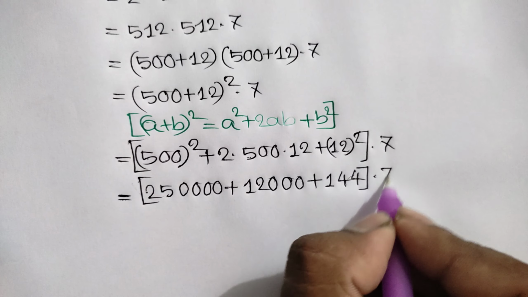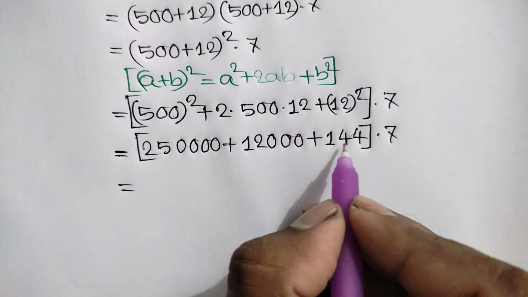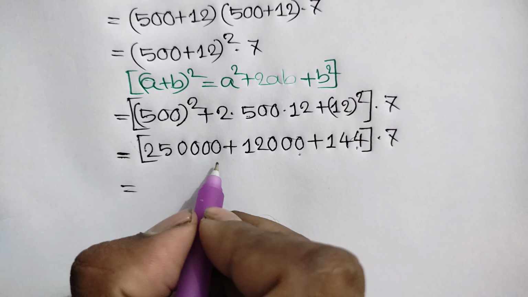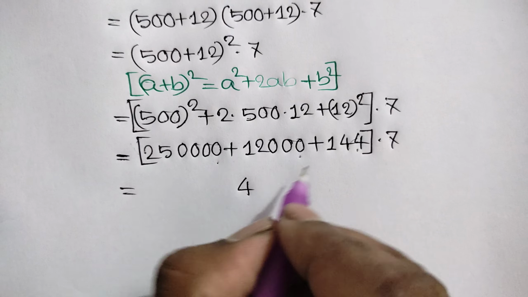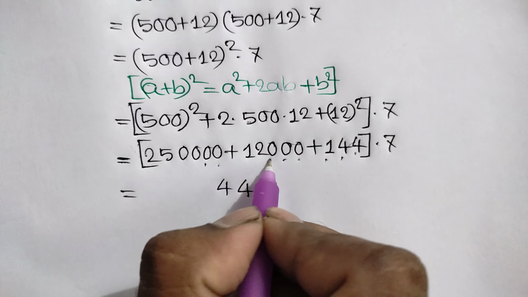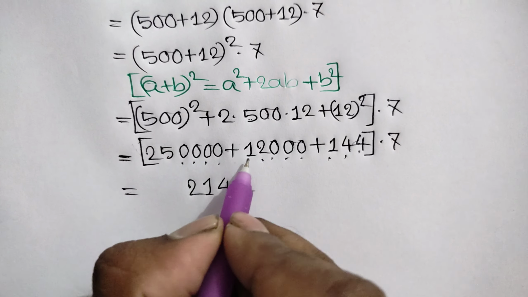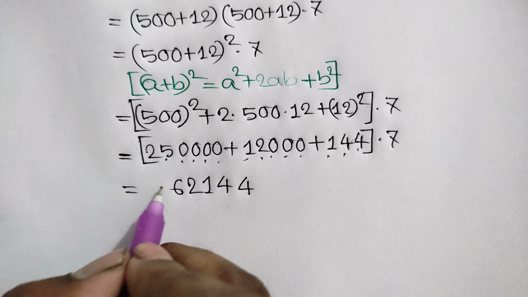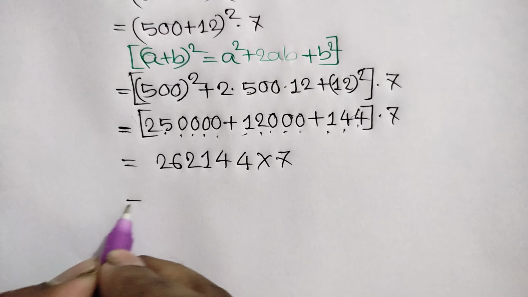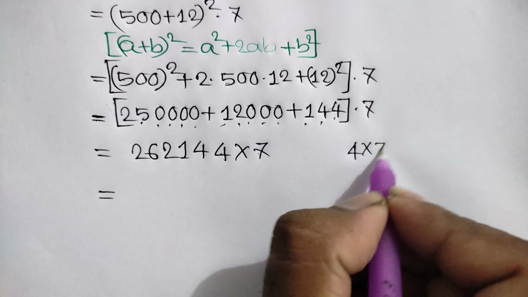times this 7 is equal to. Now adding these three numbers, we can write 4 plus 0 is 4, 4 plus 0 is 4, 1 plus 0 is 1, 2 plus 0 is 2, 1 plus 5 is 6, and this 2, times this 7.